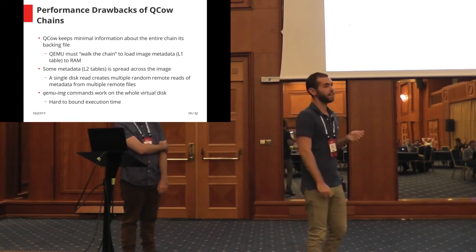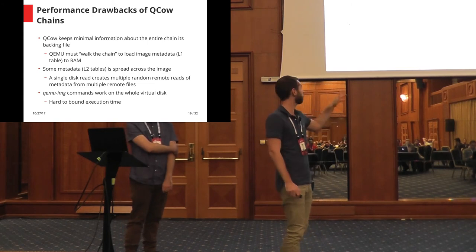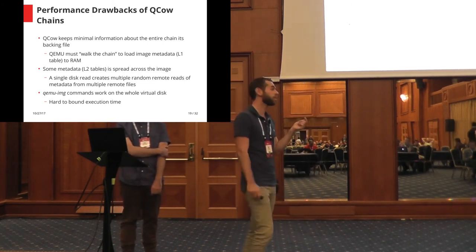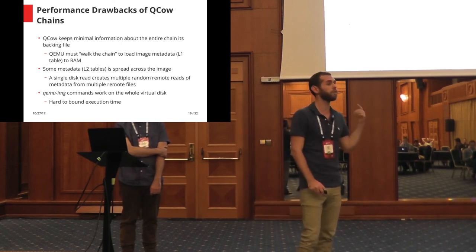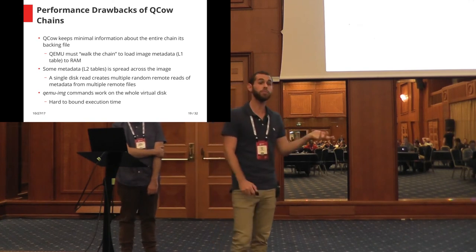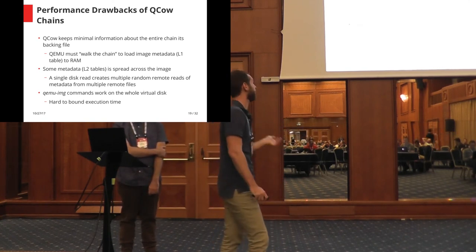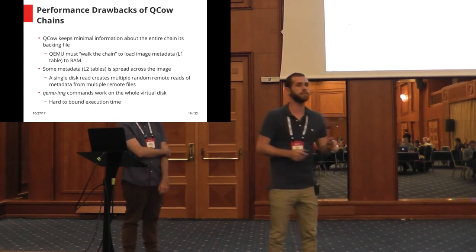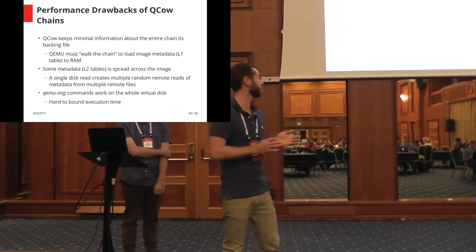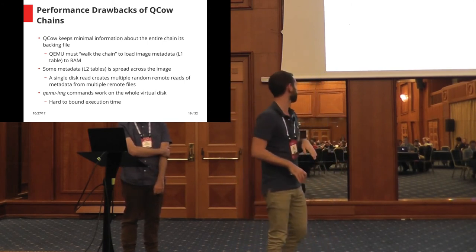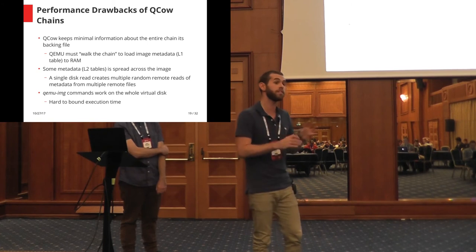Also, some metadata of the files, especially the L2 tables, is spread across the image. So a single read request could actually cause multiple random remote reads from multiple files in the chain, okay? Also, the QEMU image commands work on the entire virtual disk as a whole. We cannot split it into several parts.